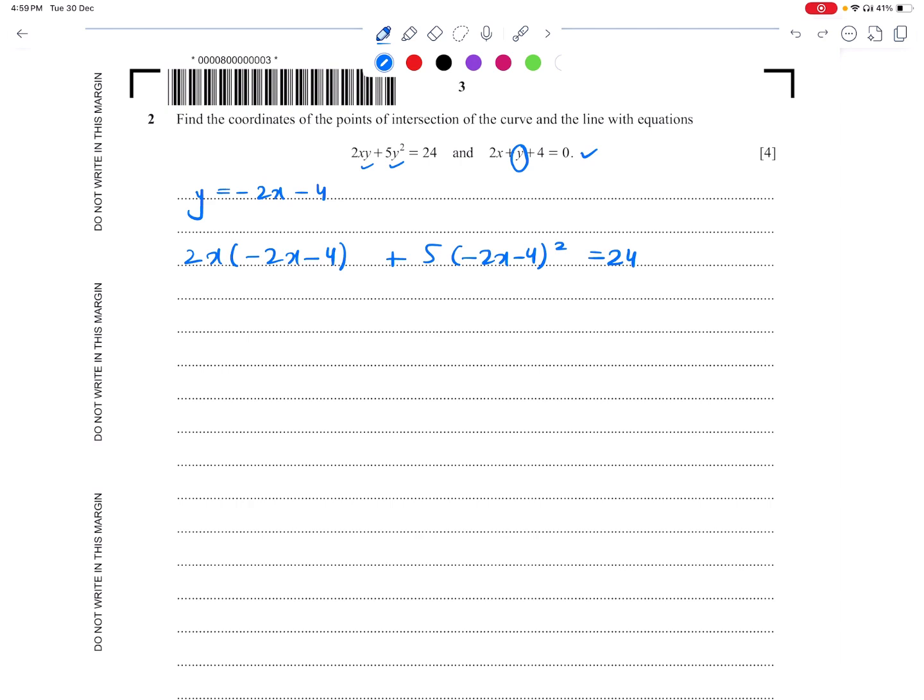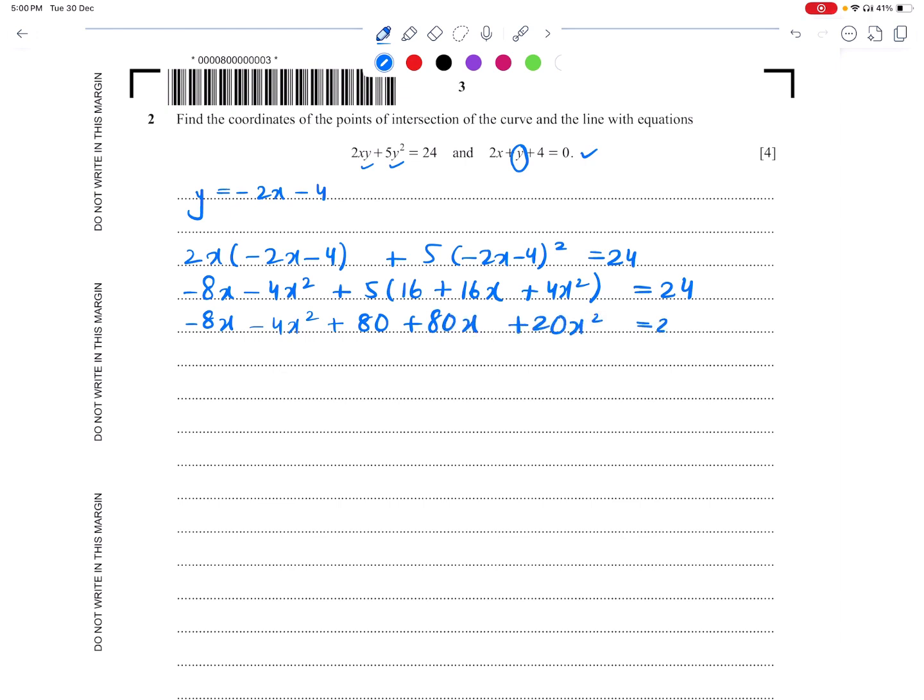Actually, you can just expand it in this step. Negative 8x, negative 4x squared plus 5. Now I'm going to expand this bracket first. That's going to become 16 plus 16x plus 4x squared is equal to 24. That's going to be negative 8x, negative 4x squared. I'm just going to multiply this bracket, plus 80 plus 80x plus 20x squared is equal to 24. That's going to become 16x squared plus 72x plus 56 is equal to 0.